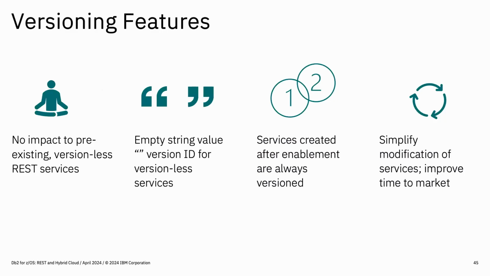So to wrap up, here are some features of versioning. There is no impact to pre-existing versionless REST services. They remain the same. They will have an empty string value for their version ID. So in the previous versioning example, we had that display employee. That was a service that existed before versioning, so it would just get an empty string value for version ID. Because after versioning has been enabled, services will always be versioned. So they will always have a V1, V2, whatever is specified. And ultimately, this simplifies the modification of these services, improving your time to market.